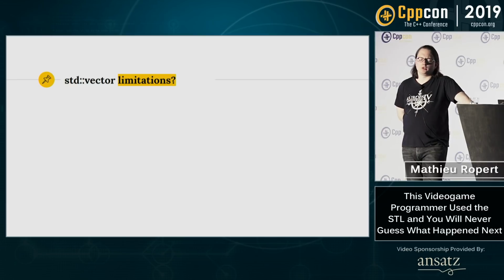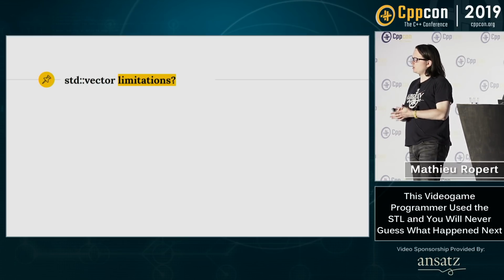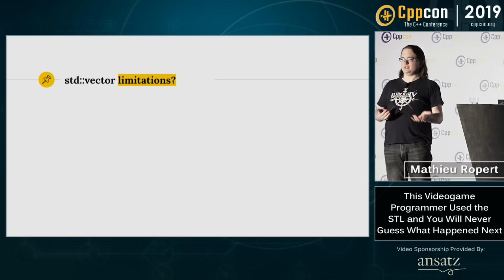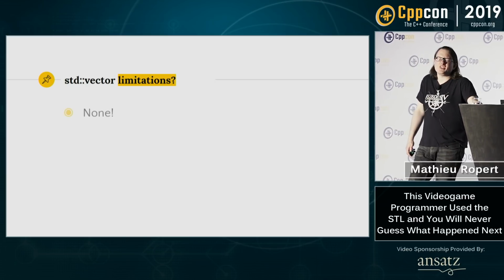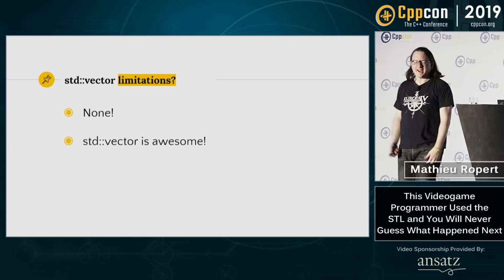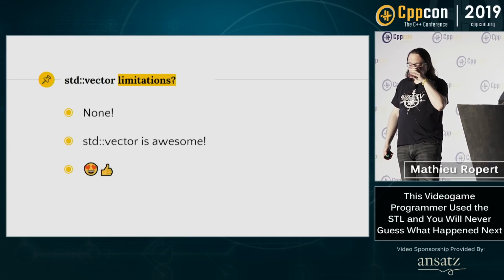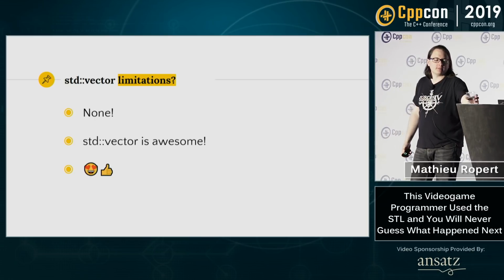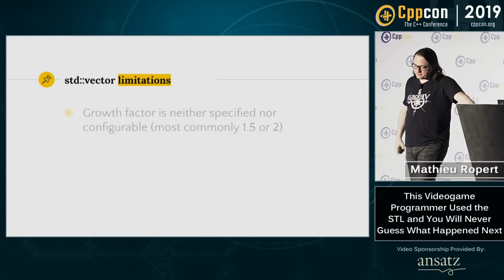Just small ideas, but what are the limitations? Because we're not here to talk about how great vector is. We're here to talk about limitations that we as video game programmers find in the STL. So what are the limitations of vector? There's none. Vector is awesome. I love vector. It's great. Okay. I may be biased there. No, I can find some limitations.